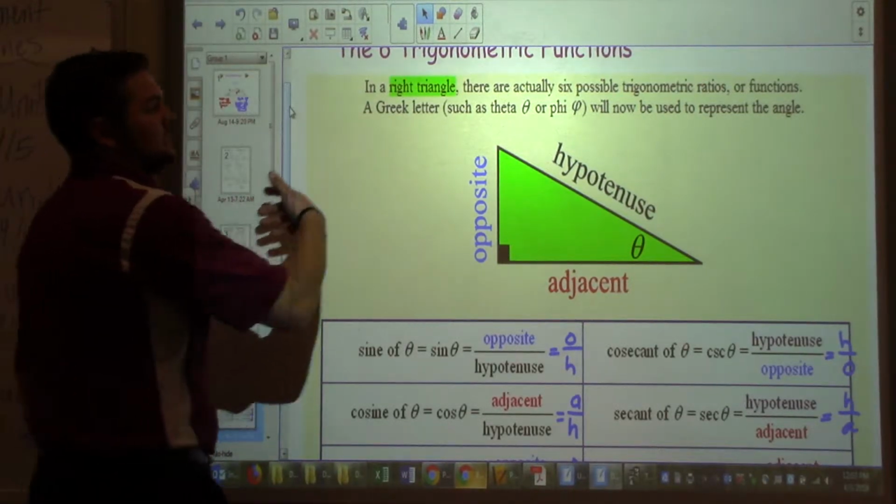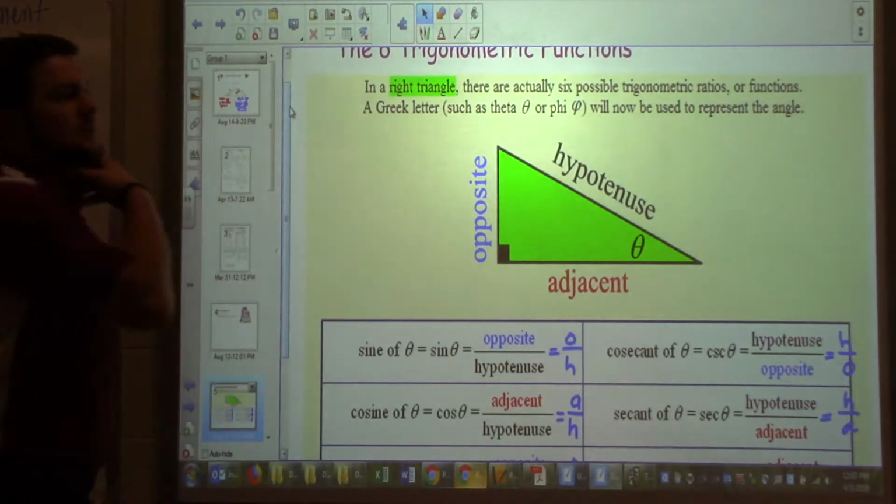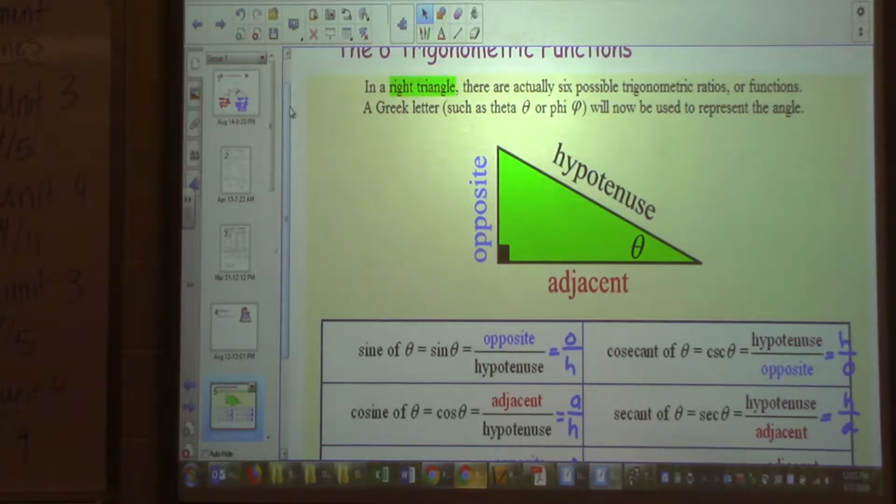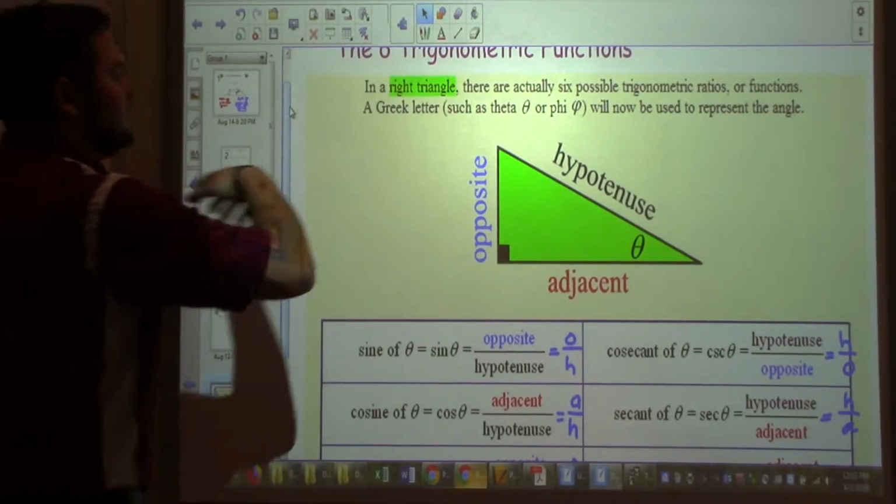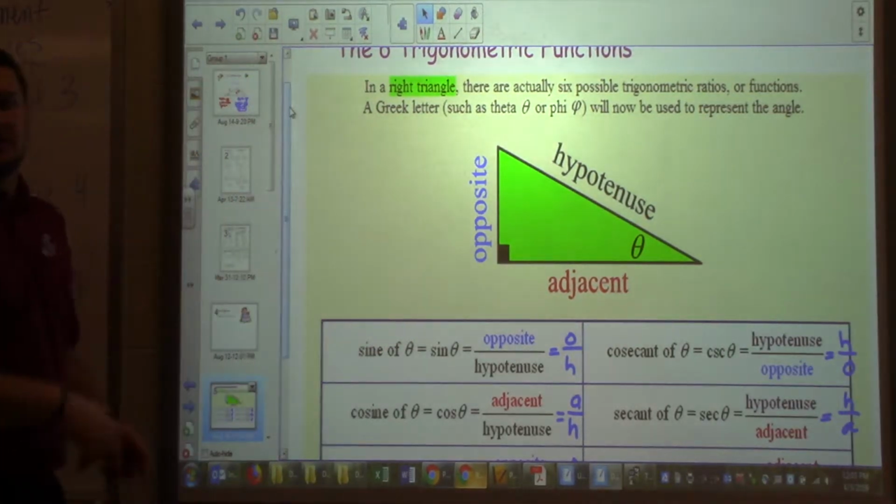So, a lot of times theta or phi will be used to represent angle. We'll use theta 99% of the time. Phi won't be used very often, but that is what that means. Especially because I can't draw it, so I use theta.